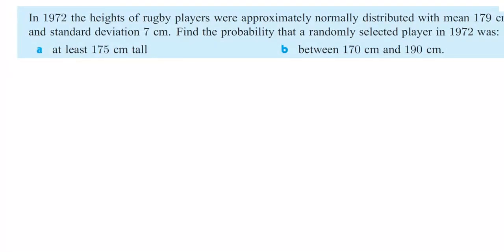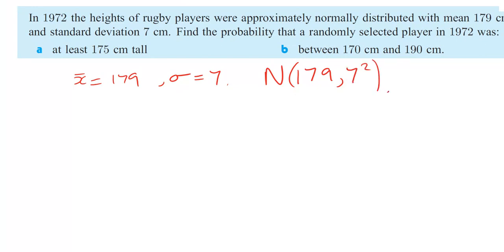Okay, we better do a question in some context now. So let's have a little look at this one. In 1972, the height of rugby players were approximately normally distributed with a mean of 179 and a standard deviation of 7. Find the probability that a randomly selected player in 1972 was, and we've got some questions here. So straight away, let's write down some key information. We have the mean is 179. We have that the standard deviation is 7. And so let's just be really specific about this and practice our notation. In terms of what we will see on an exam paper, perhaps, it would be 179 as your mean, and we'd have a 7 squared there.